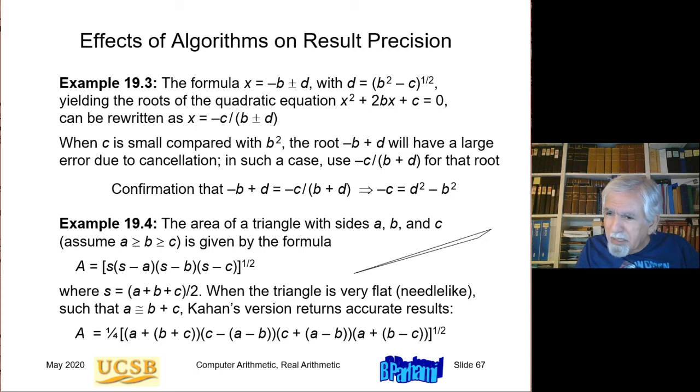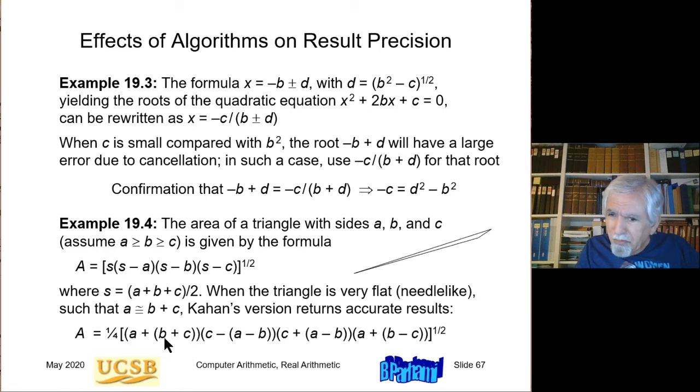A plus B plus C over 2 will be very close to this, so this S will be very close to A, and you can get cancellation here, leading to errors, okay? This alternative formula, due to William Kahan, can be used for computing the area of a very narrow or needle-like triangle. It's very easy to prove the equivalence of this formula to that one, but this one avoids that situation.